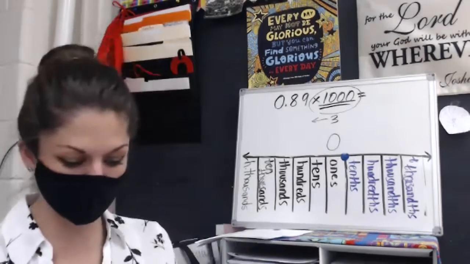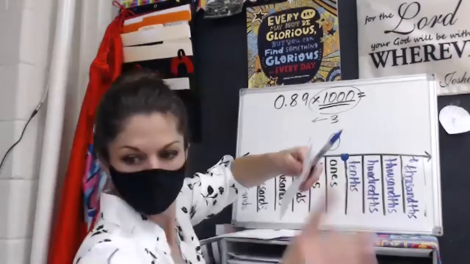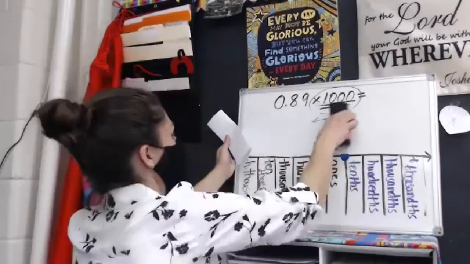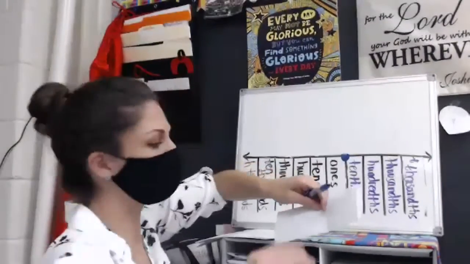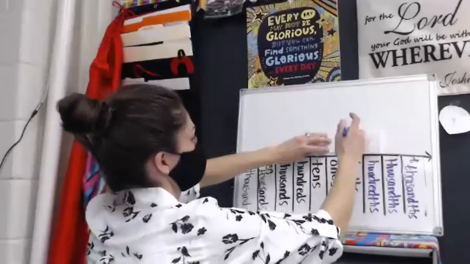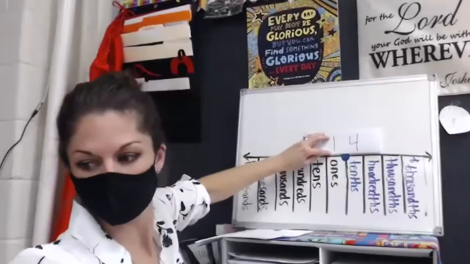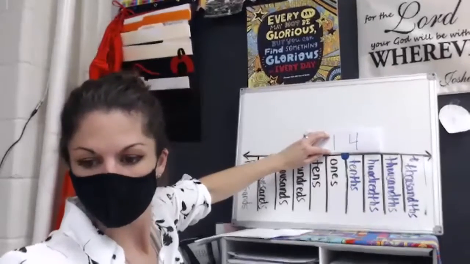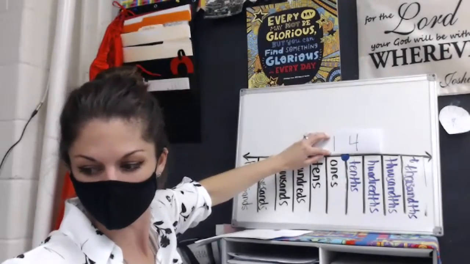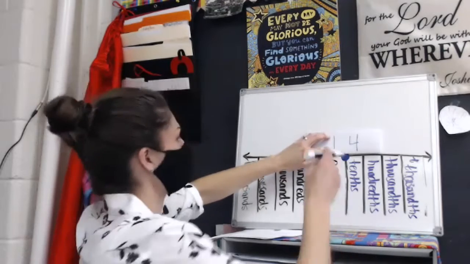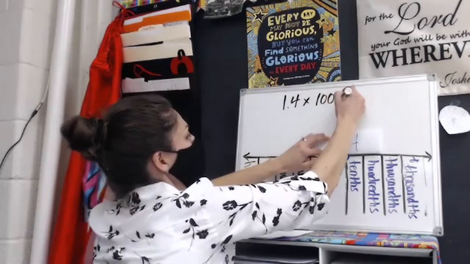So let's look at 2. What do we have for 2? 1.4, right? And what's the power of 10 we're multiplying the 1.4 by? The 1.4 is times what number, class? It says a 2 and a 6. So look at the 6 on the other side. 1,000. So we're doing 1.4 times 1,000.